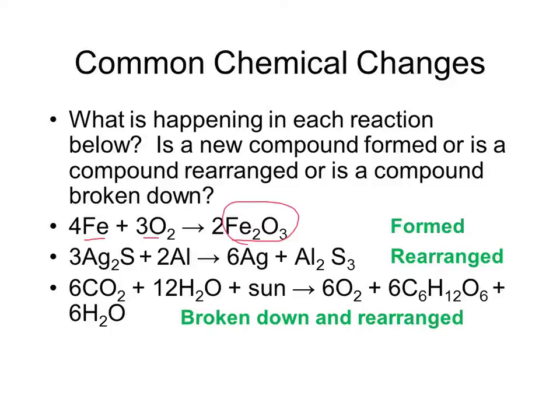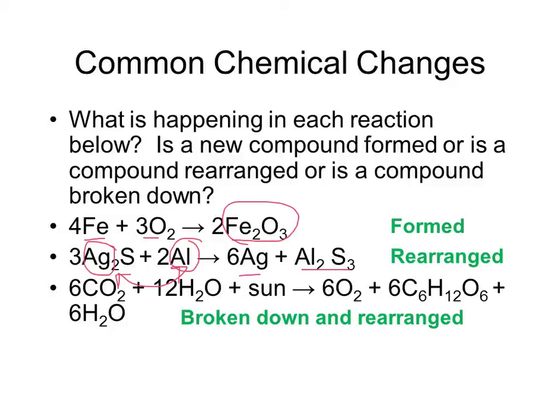Our second example here is silver sulfide and aluminum. And when I put those 2 things together, I end up with silver by itself and then aluminum sulfide. So you can see that we've had a bit of a rearrangement here. It looks like silver and aluminum have switched spots. Okay, so because they have switched, they are rearranging themselves in the end. So that's how we get rearranged.